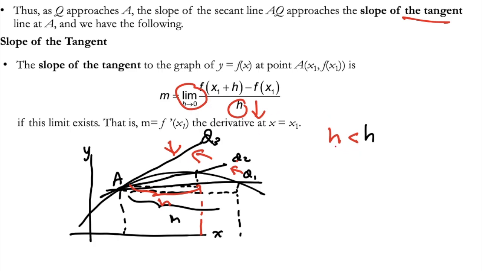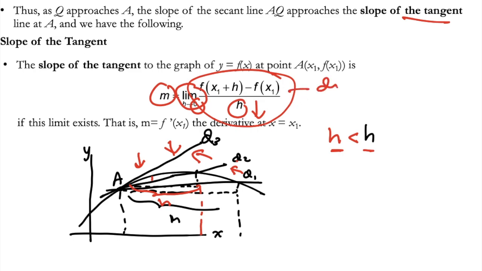We can see here the limit of h becomes smaller and smaller, and as the secant line approaches the tangent line, the distance of h here becomes smaller and smaller and becomes almost zero. So that's the slope of the tangent line. What I'm trying to say here is that the slope of the tangent line at point A is actually the limit of this ratio, okay?